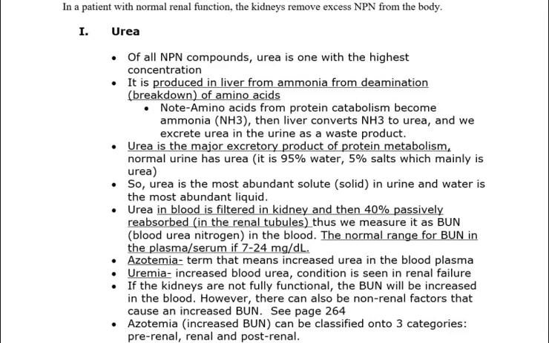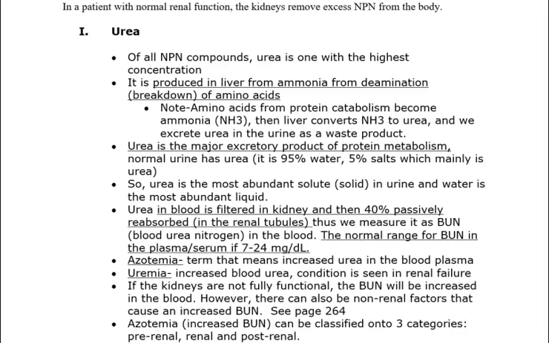Urea is the major excretory product of protein metabolism. Normal urine has urea. Urine is made up of about 95% water and about 5% salts, and of that 5% salts, it is mainly urea. So urea is the most abundant solute or solid in urine, and water is the most abundant liquid.